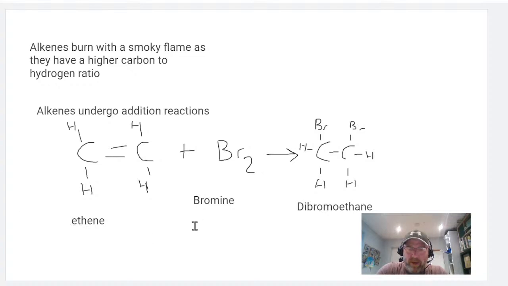I'll go over the ratio bit. Nice one, thanks for that question, that's a good one. Orange, and then this goes colorless. This is actually the test for a double bond.